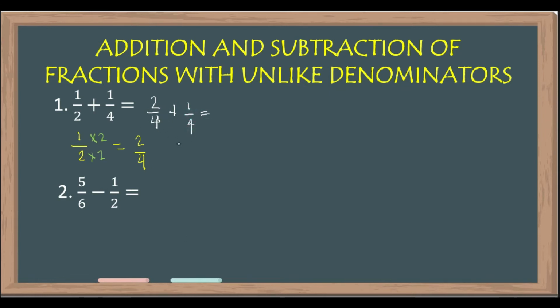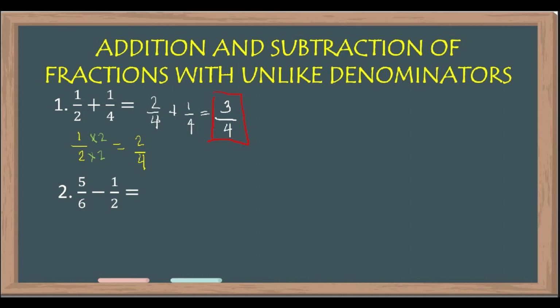So, kapag nag-a-add tayo ng like denominators, simply add the numerators. 2 plus 1, that is equal to 3. Then, just keep or copy. Kopyahin lamang yung kanyang denominator. Okay? That's it. Our answer is 3/4. O diba, mas madali lang siya, no need to find the LCD.